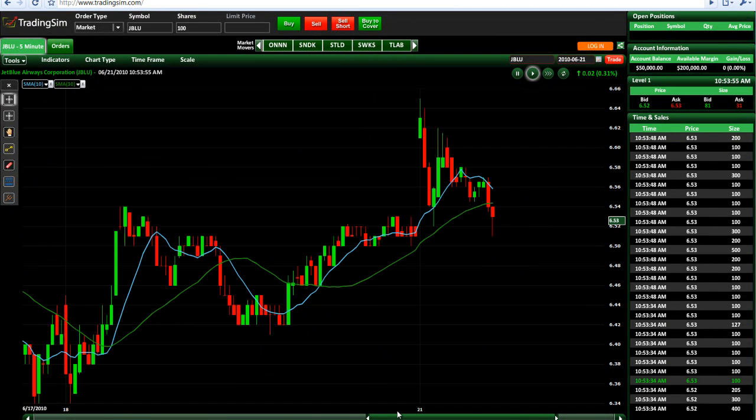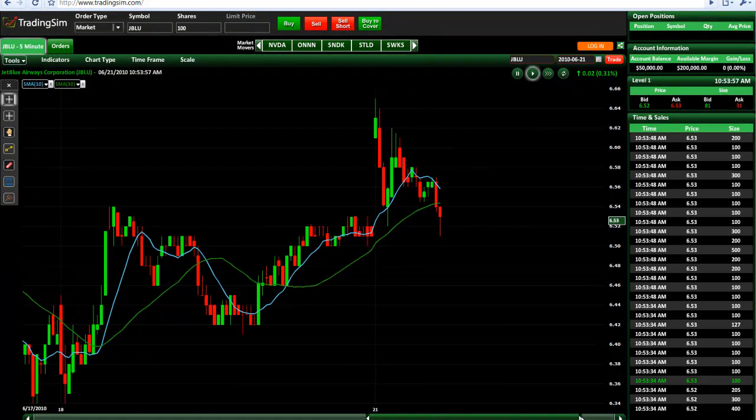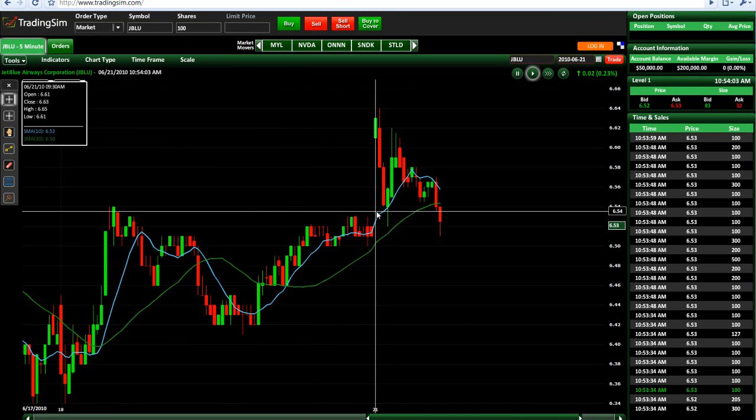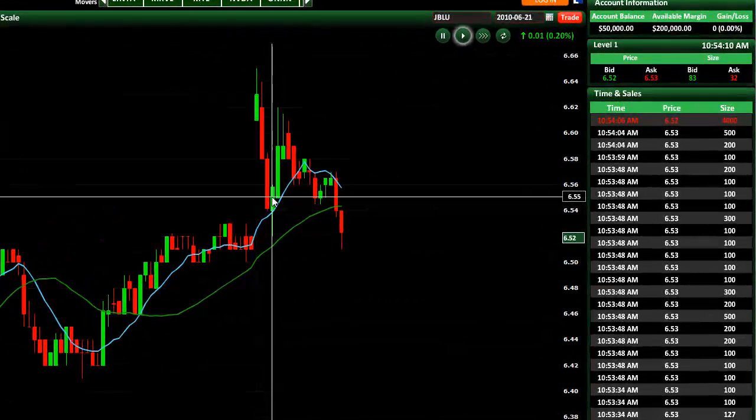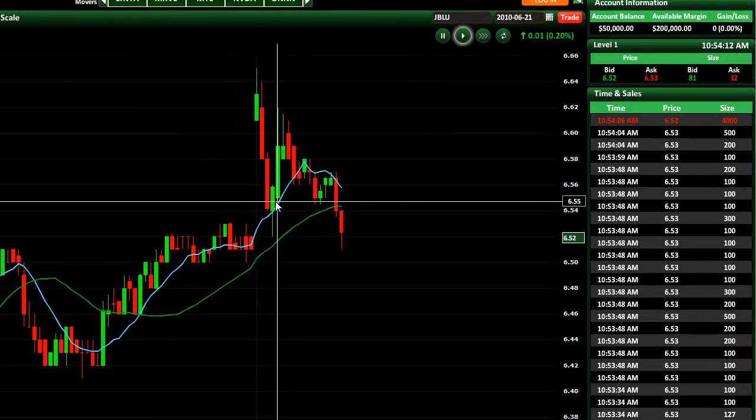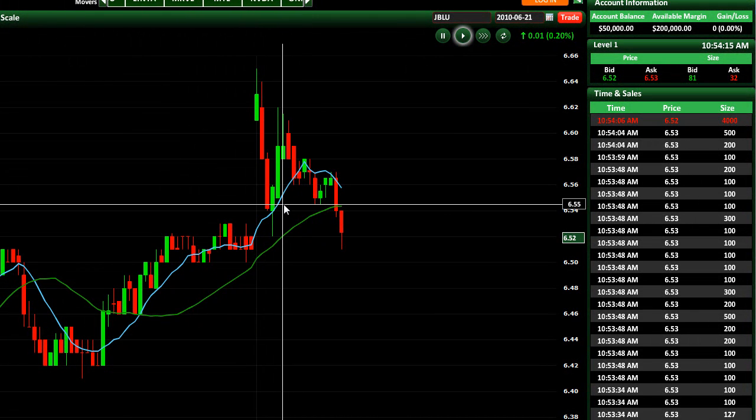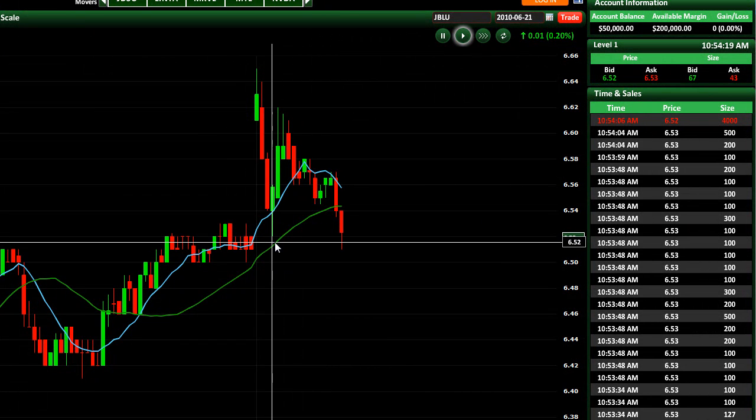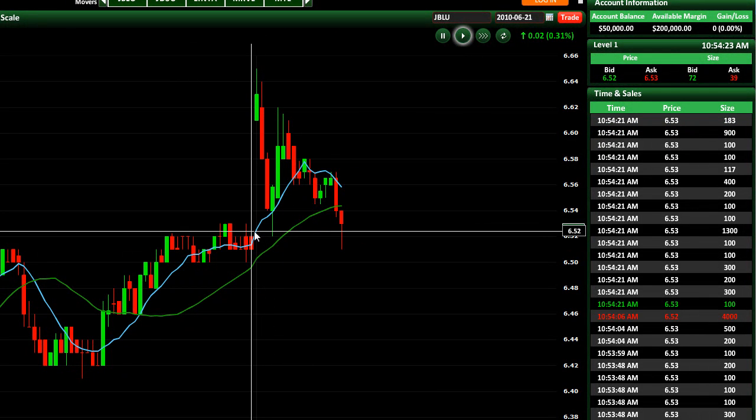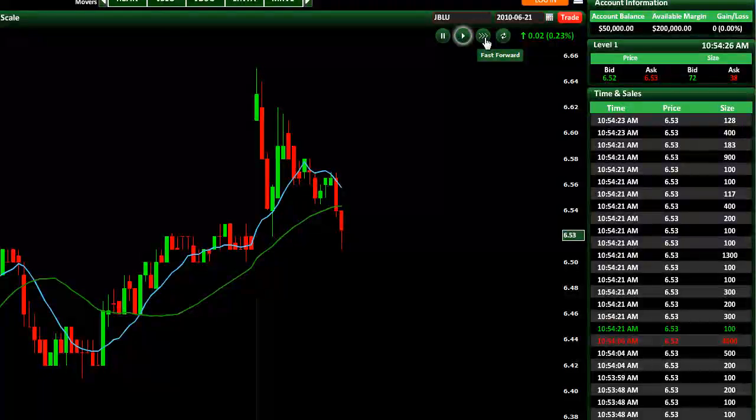Alright, so in this example, this is JetBlue from June 21st, 2010. You can see there was a gap in the morning, and the stock was not able to sustain those levels, so it quickly gave it up, came down and found support at the 10 period moving average, had a little minor retracement, and then it actually broke below the low set from the initial reversal off the morning gap. So let's fast forward this here a little bit.